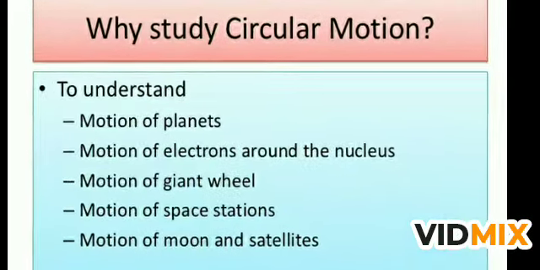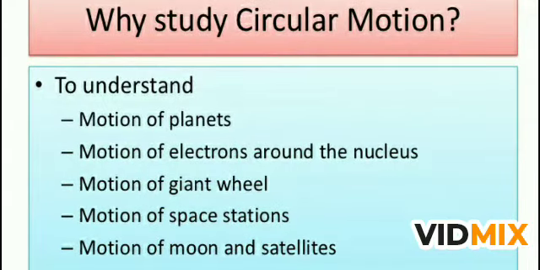And why is the study of circular motion needed? The study of circular motion is required to understand the motion of planets, motion of an electron around the nucleus, motion of a giant wheel, motion of a space station, and motion of the moon and satellite. In so many of these examples, circular motion is there. So to understand the motion of planets and all these things, we are required to study circular motion.